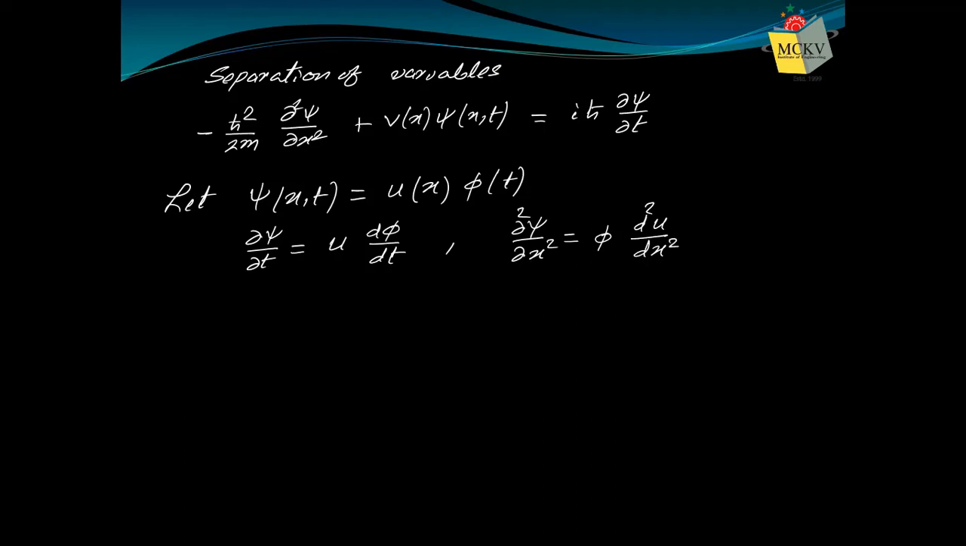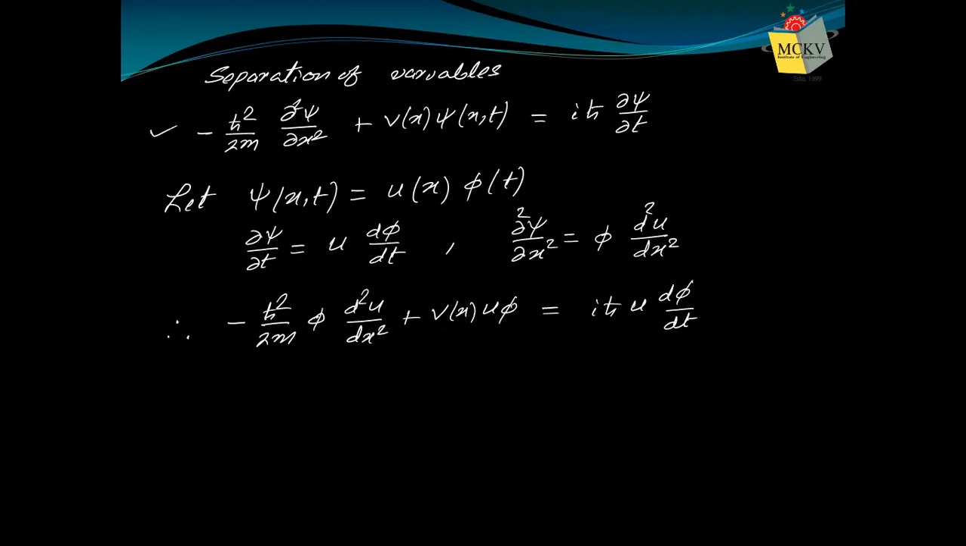So put it in our equation. So minus h cut square by 2m. Instead of del 2 psi del x2, what we write? Phi d2u dx2 plus V psi means u phi. I'm not writing u(x) phi(t). Hopefully you understand it. Equals i h cut del phi del t means u d phi dt.